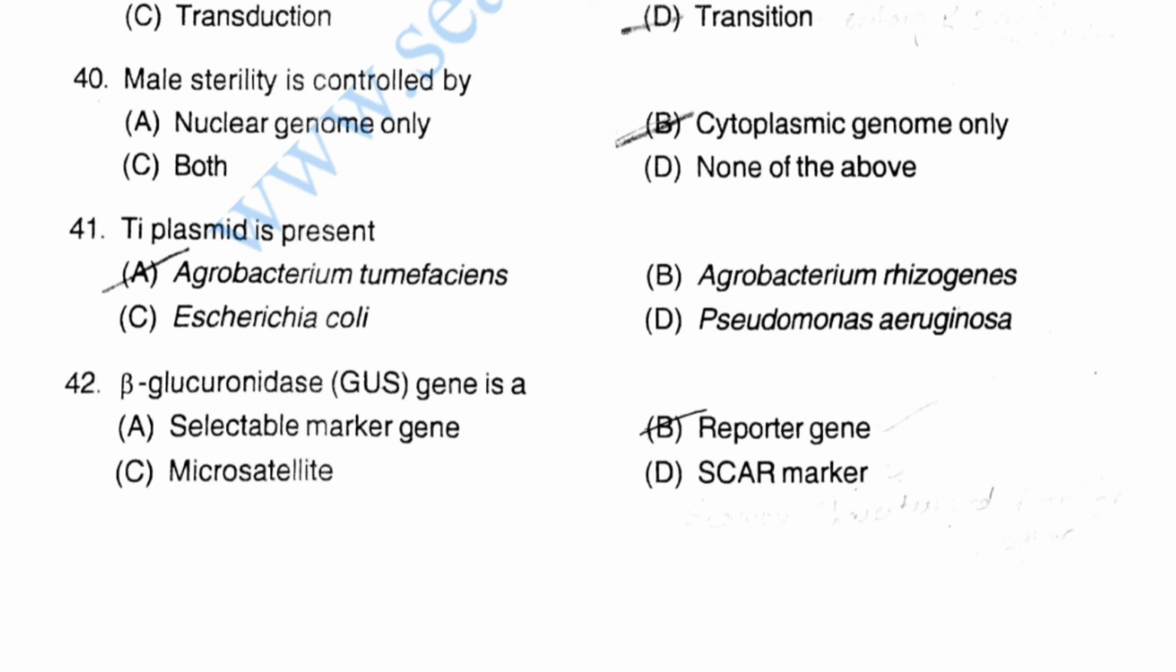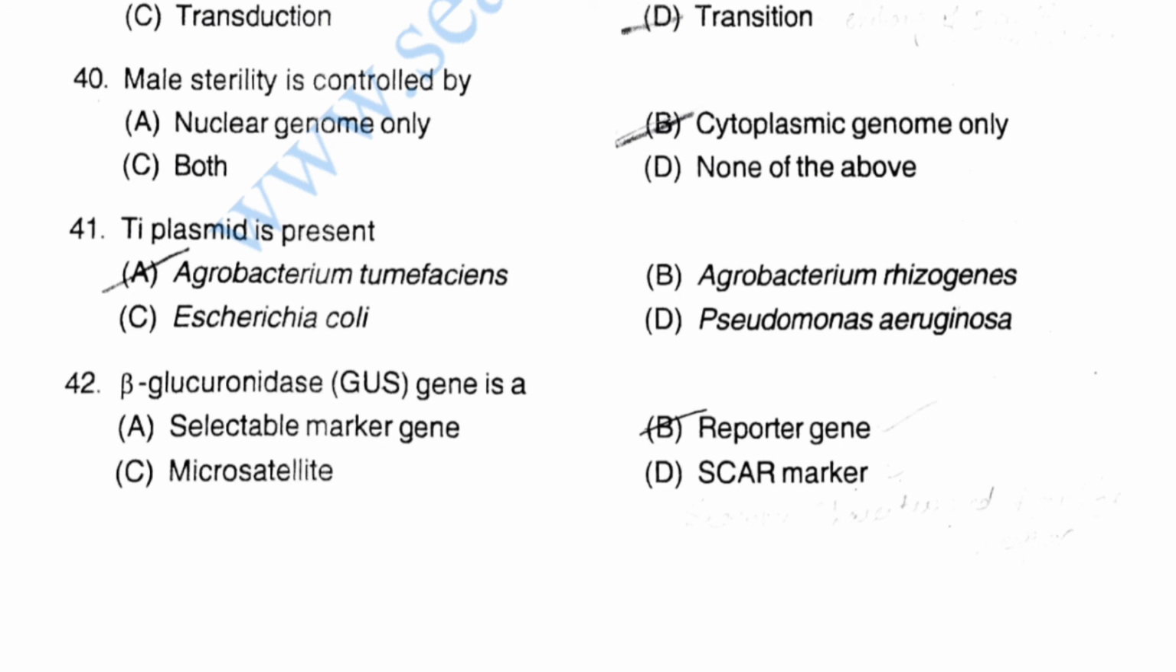Ti plasmid present in. So find the bacteria in which Ti plasmid is present. Very, very important, that is Agrobacterium tumefaciens. Ti, tumor inducing. Because Agrobacterium tumefaciens induces tumor, and the disease is called crown gall disease. Clear? So answer is Agrobacterium tumefaciens.